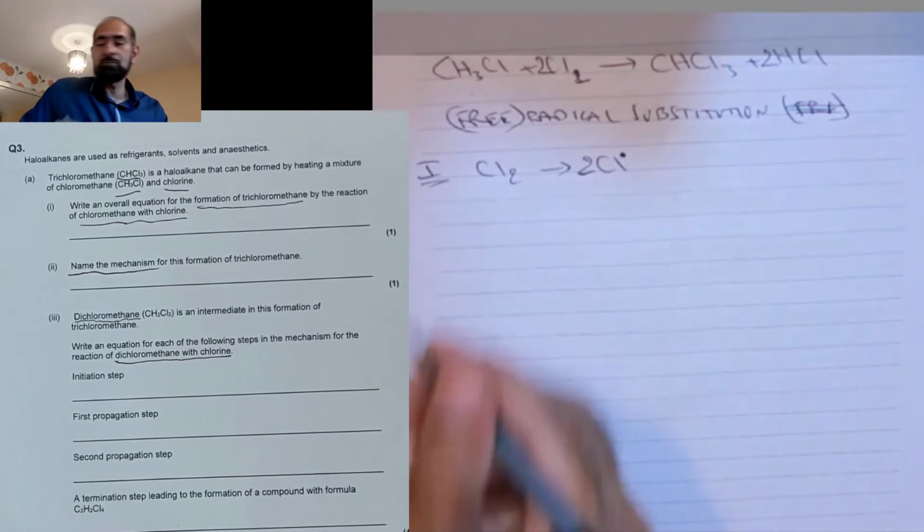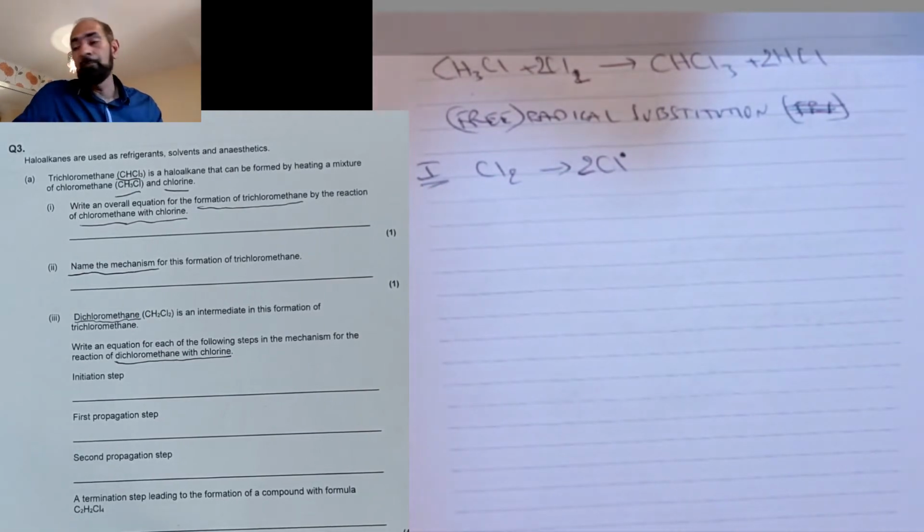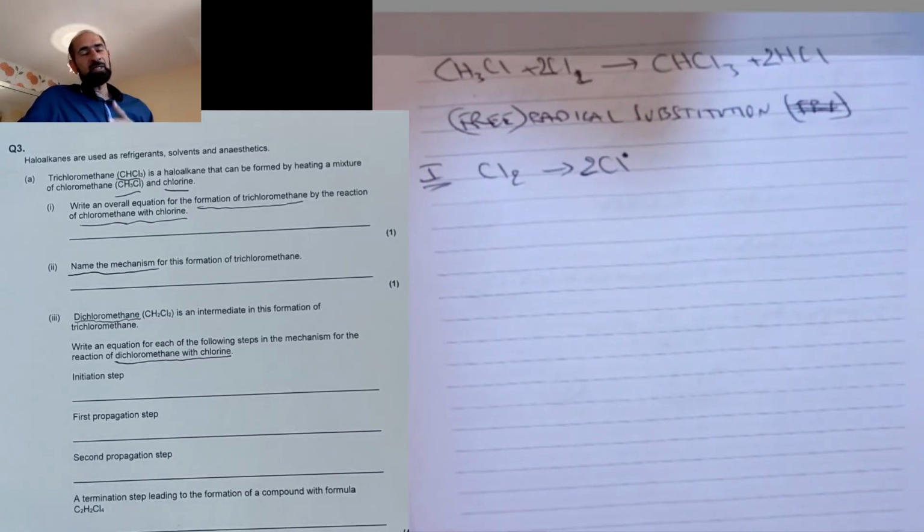There's your initiation step done. Okay. Second, now, once the initiation step has happened, the next one is propagation. Sometimes they can ask you to write just one propagation step. Sometimes they can ask you to write two propagation steps. So you need to be familiar with being able to write both propagation steps.